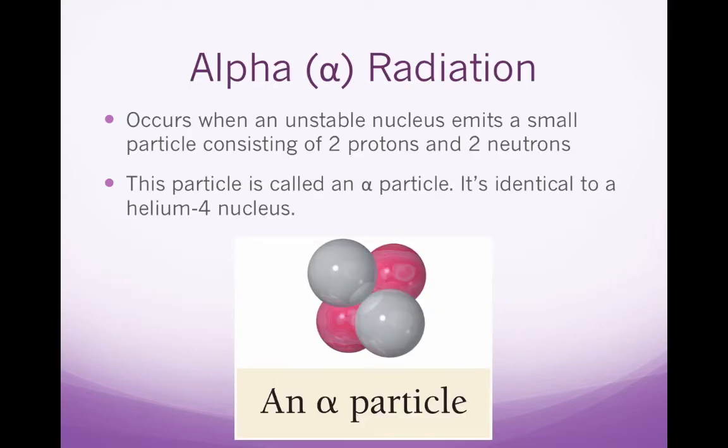Okay, so now we're going to talk about different types of radiation. So the first type we'll talk about is alpha radiation. So alpha radiation occurs when an unstable nucleus emits a small particle that consists of 2 protons and 2 neutrons. So here's just kind of a depiction of an alpha particle. So this particle is identical to a helium-4 nucleus. So when we write out nuclear equations, we'll put in helium-4 and just know that that is what an alpha particle is.